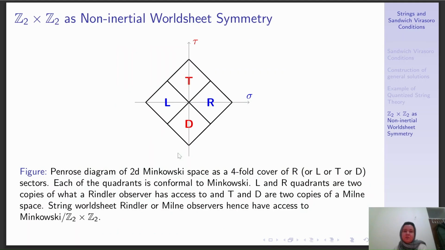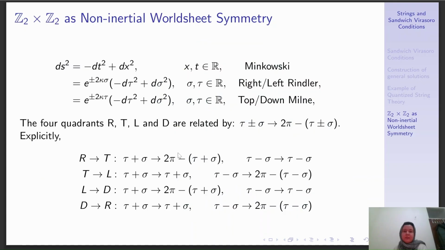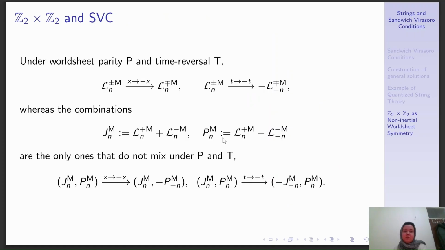And we here show that when we have horizons on the worldsheet, these different classes of states naturally arise. We can relate the 4 quadrants of the Penrose diagram for the Minkowski space, left and right Rindler and top and down Milne, via these mappings for tau and sigma. And we can show that the combinations JMN and PMN respectively preserve parity and time reversal.